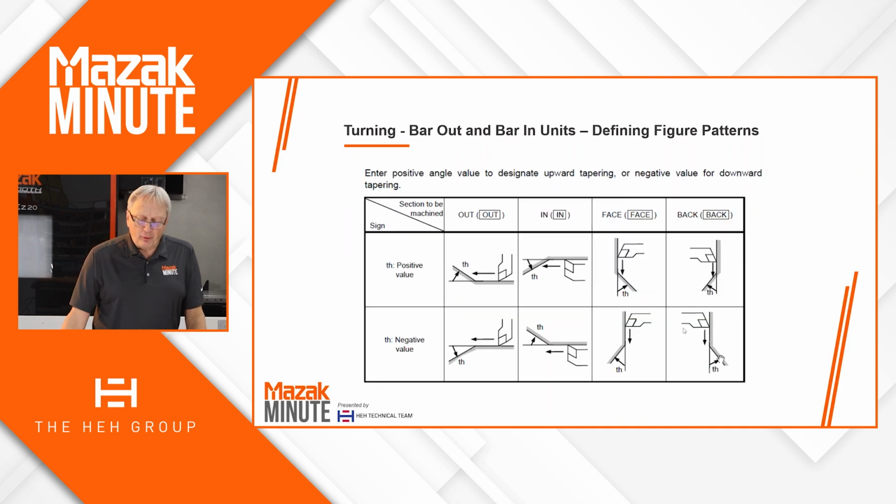In the back of the programming manual, there's a chart that I like to show people in my classes. It's going to show you when to use a positive angle and when to use a negative angle. If we're doing a bar out, I always tell people, as it's cutting, if I take less stock as it goes up the shoulder, that would be a positive angle. If as it's cutting you're going to dive down or get smaller on the diameter, taking more stock, think of that as being negative.